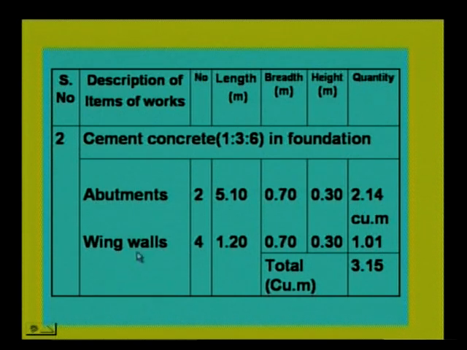Then the next one is wing wall. 4 wing walls are there. 1.2 is the length, 0.7 is the width, and the thickness is 0.3. So the quantity comes around 1.01. So the total is 3.15 cubic meters. So this is the CC bed provided below the abutment and wing wall, and the quantity is 3.15.